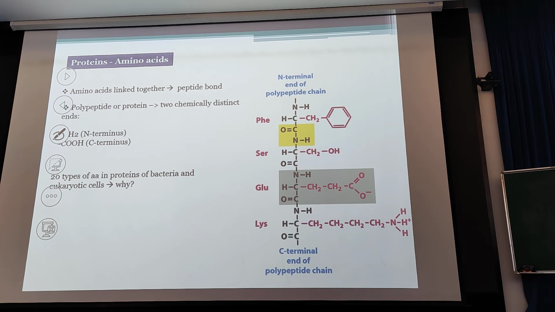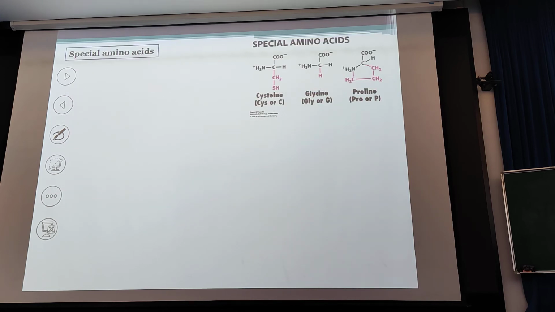Think about an example case. Among the 20 amino acids found in living organisms, I introduce here 3 special amino acids: cysteine, glycine, and proline. So why are they important?